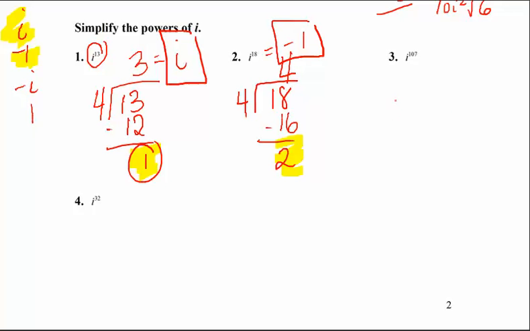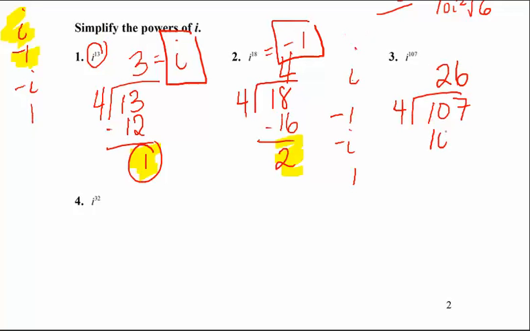Now let's try one that has a really large exponent. So it's 107. So I know that my answer could be either i, -1, -i, or +1. Take your calculator and do 107 divided by 4. You get 26.75. So just put 26 up here. Next we're going to multiply 26 by 4. So 26 times 4 equals 104.